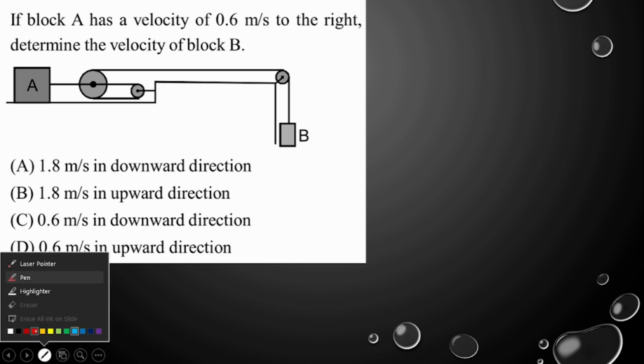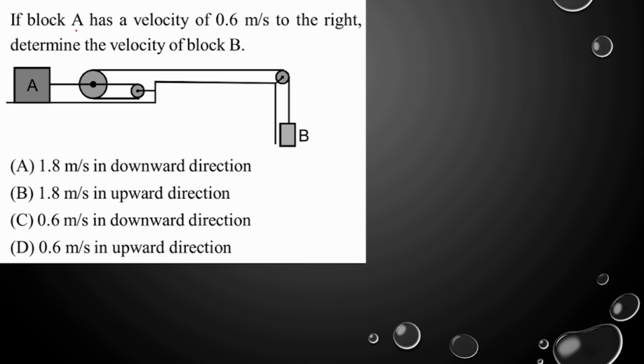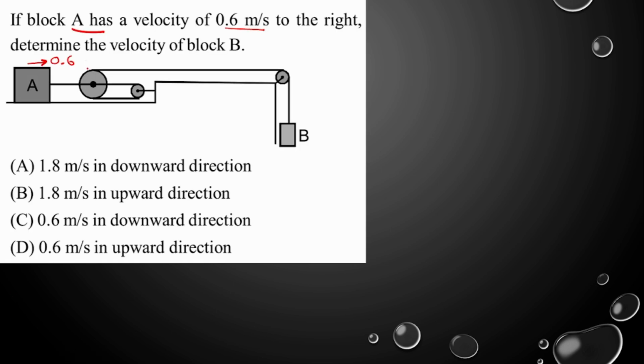The next question is block A has velocity 0.6 meter per second towards right. Block A is going in this direction, 0.6 meter per second. Find the velocity of block B.